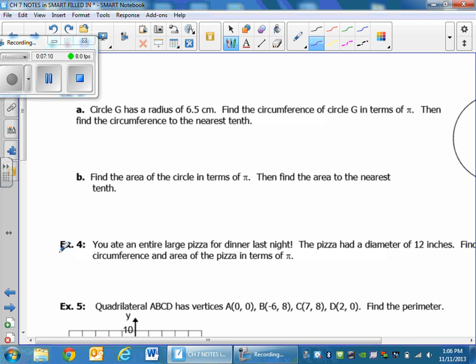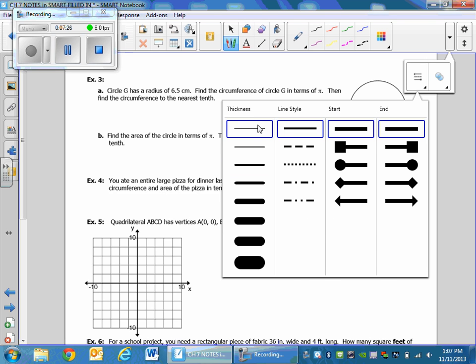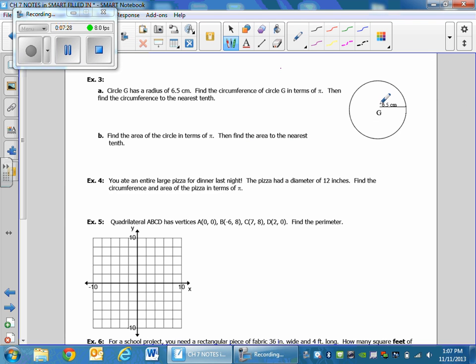Example 3, let's talk about circle. It says circle G has a radius of 6.5, and it labeled that on the picture. So half of it is 6.5, and it wants us to find the circumference in terms of pi. I need to show you what that looks like, because we haven't tried that yet. Then find the circumference to the nearest tenth.